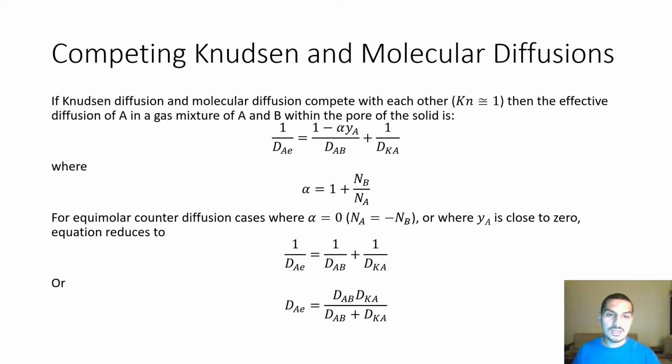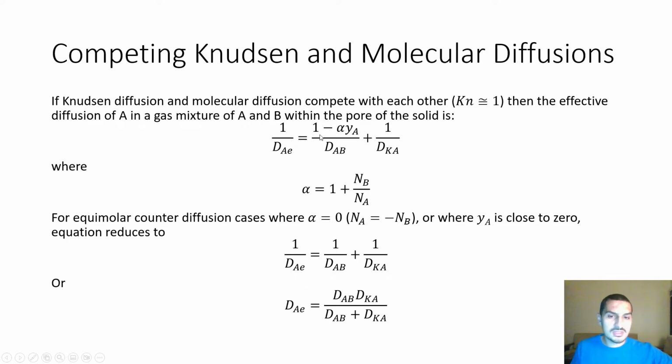So again, when we said that we have the Knudsen number, it's not a clear cut between pure Knudsen diffusion and pure molecular diffusion. It gives us an indication of which is more important, and usually you will have a combination of both, or contribution of both diffusion coefficients in the effective diffusion coefficient. That's why we have what we call the effective diffusion of A in a gas mixture of A and B, which we call DAE. This is going to be a function of DAB, which is the pure molecular diffusion, and DKA, which is the Knudsen diffusion.